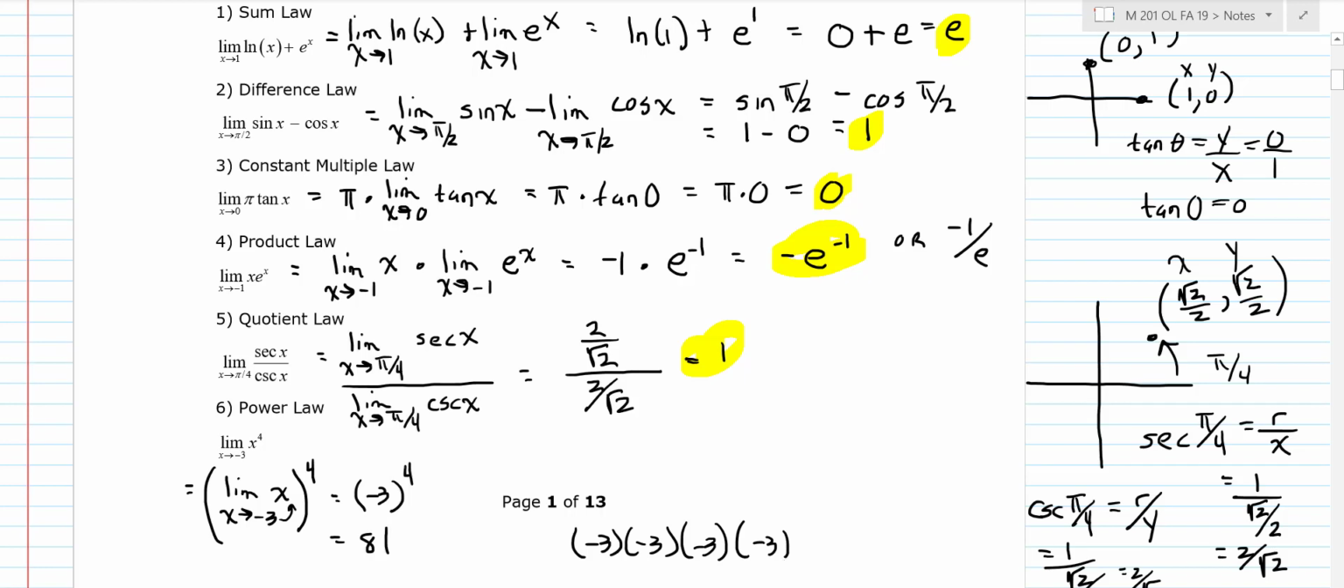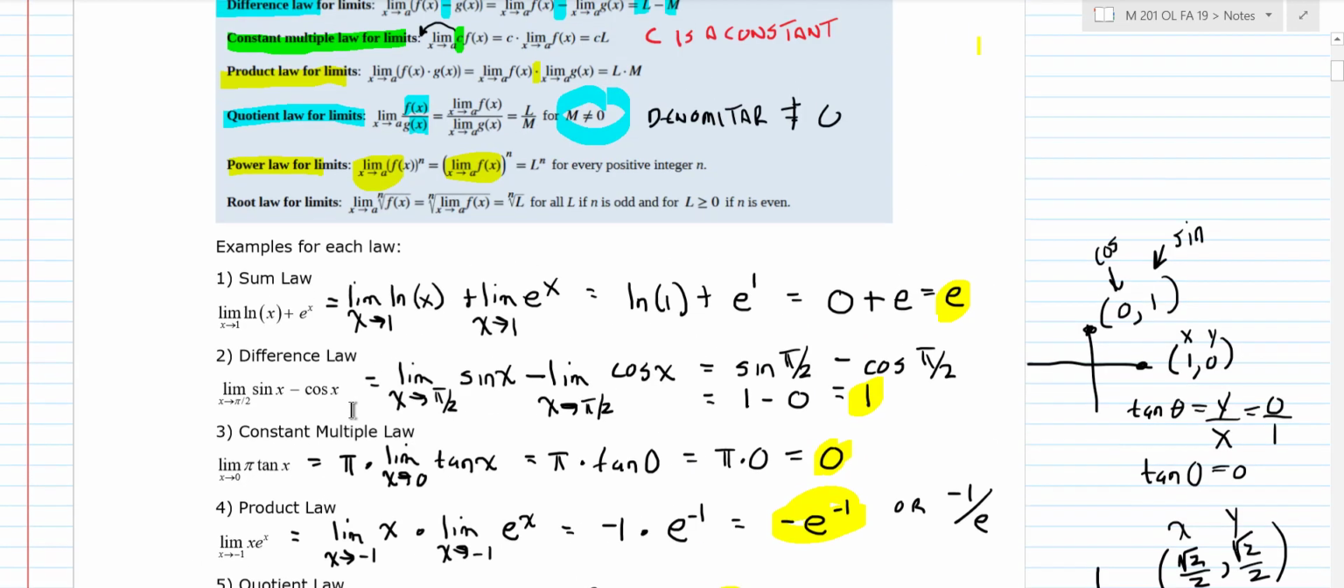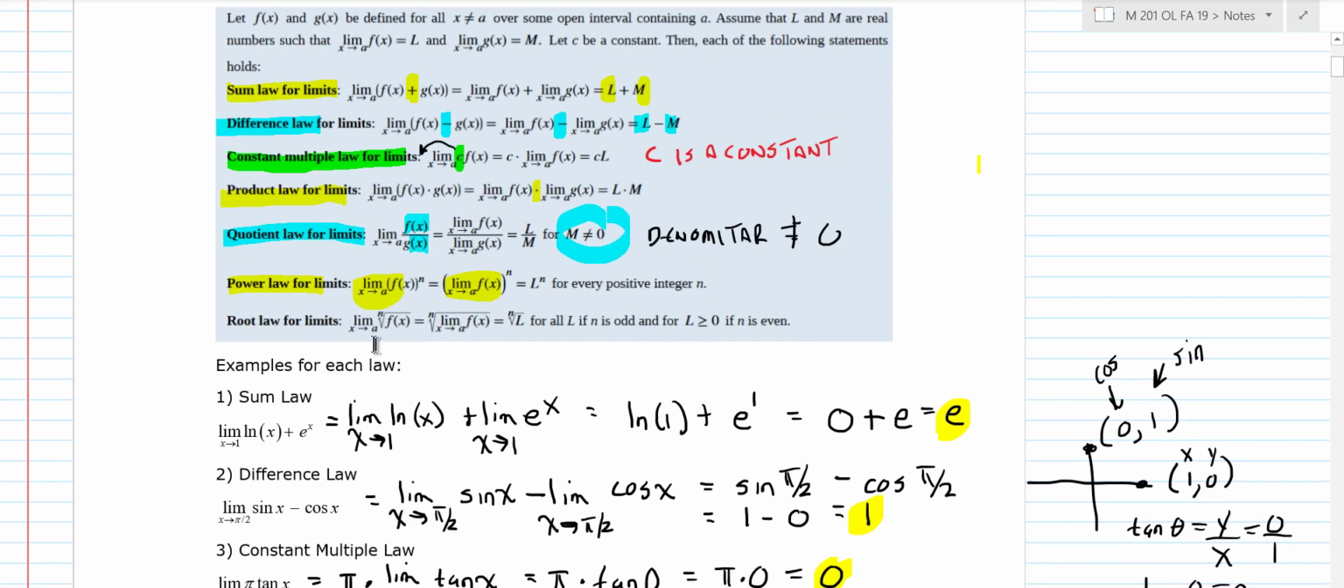Okay? And then the last one on the next page is the root law, which works just like the power law. So up in my laws here, if you do a limit of a radical, then you do the limit, and then you do the radical of that limit, like that. So that's what that says.